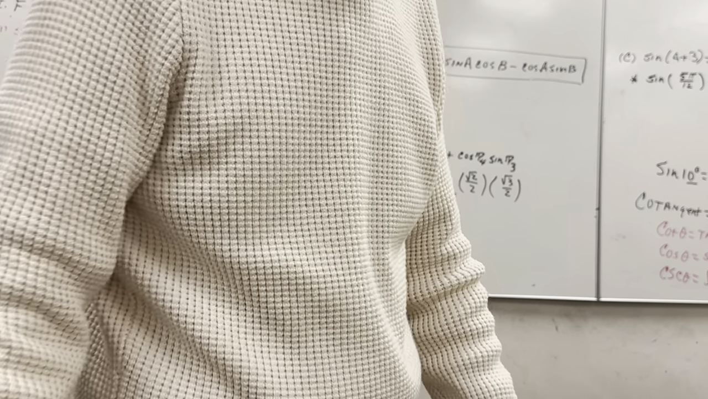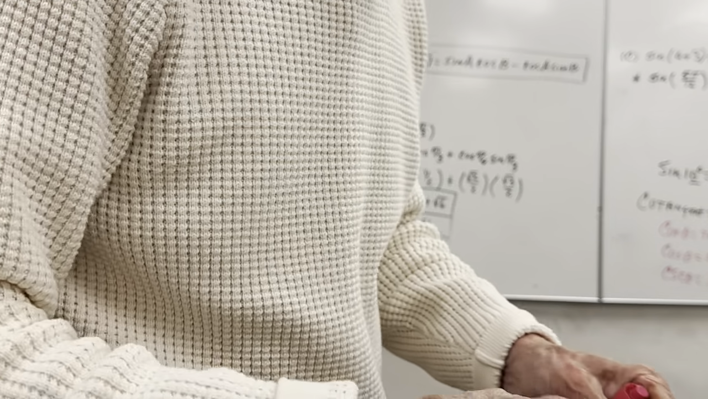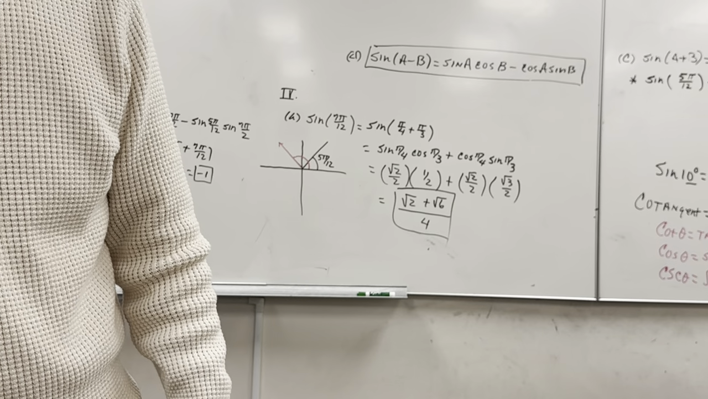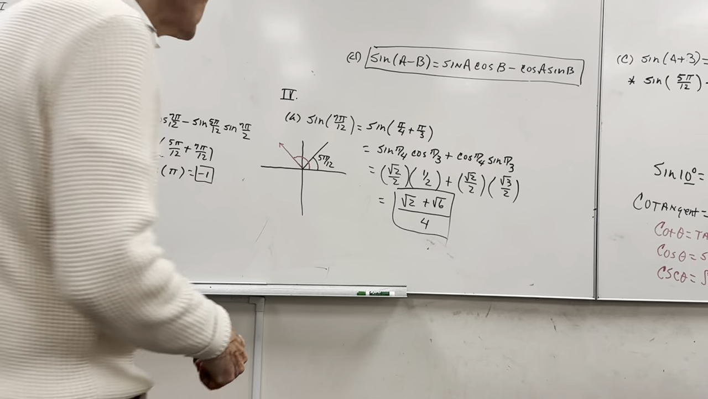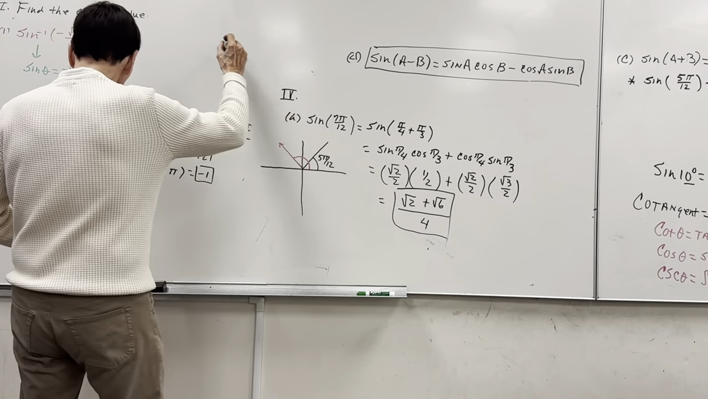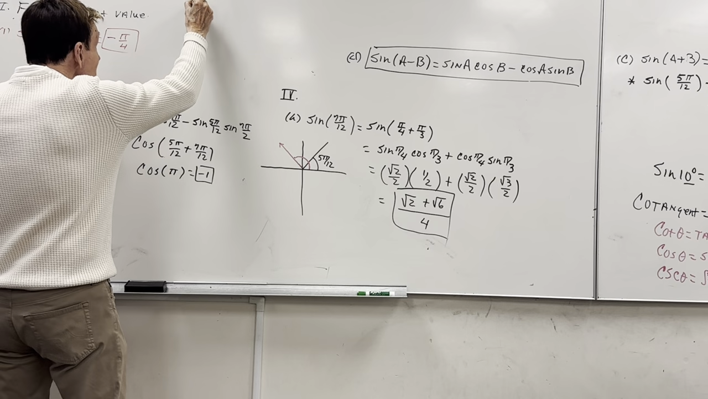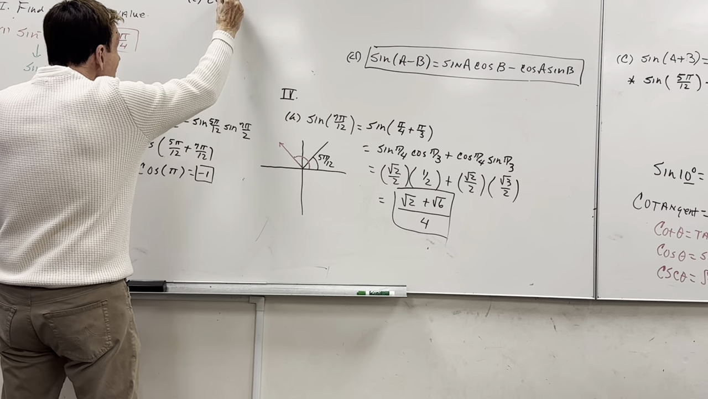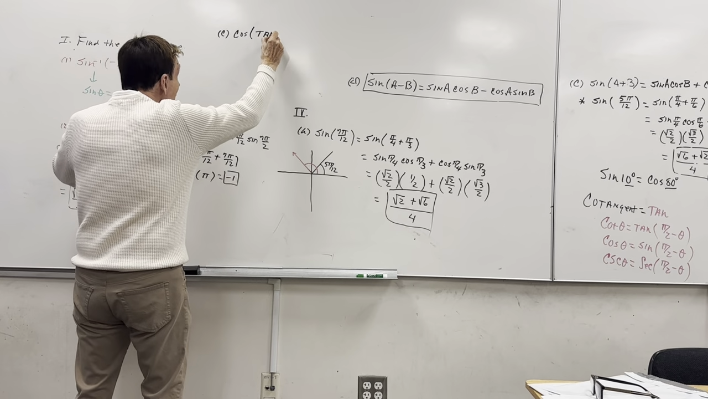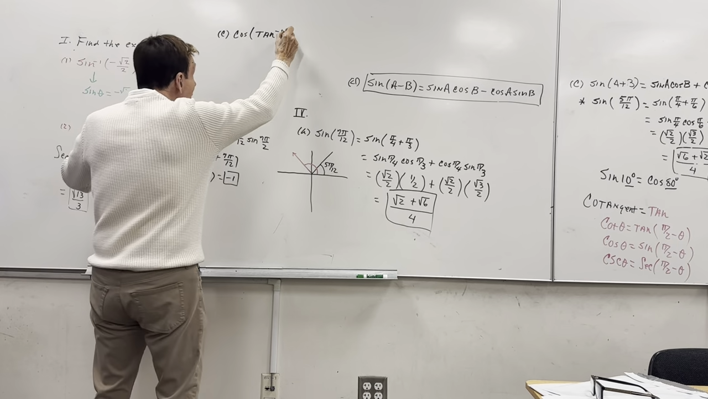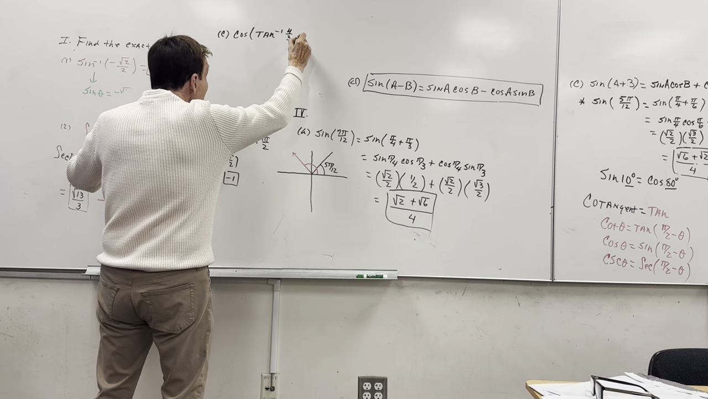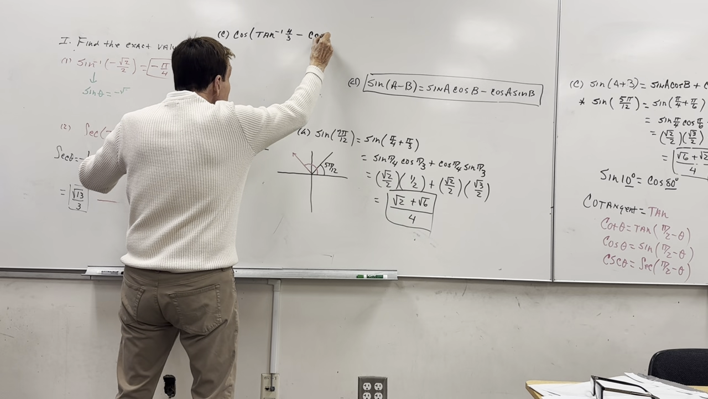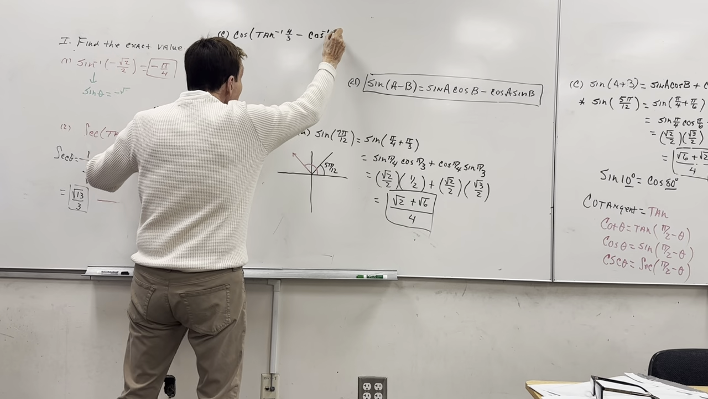Relationships, relationships. That true? Okay, Jacob, what else? We have cosine... hang on, I'm all over the board here. That's B, this is C, I guess. Okay, cosine of inverse tangent of 4 over 3 minus inverse cosine of 5 over 13.